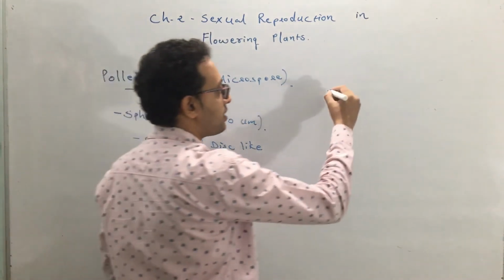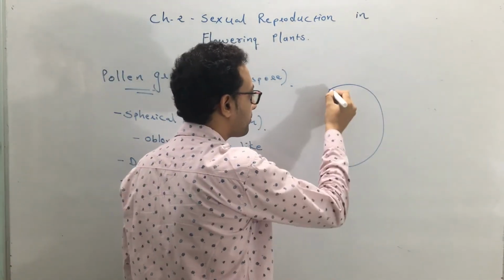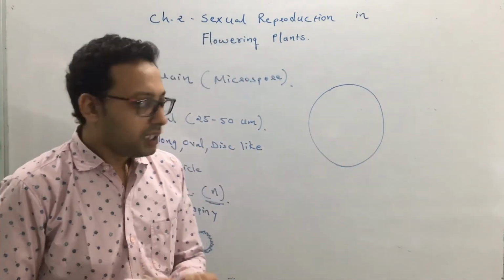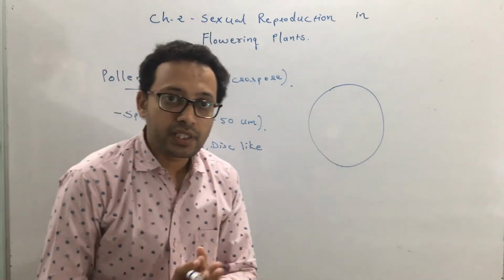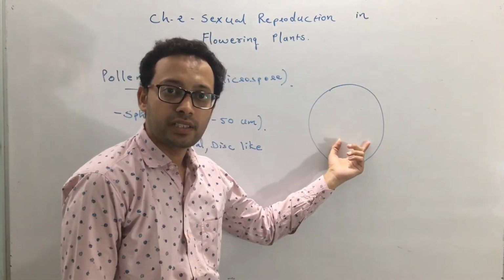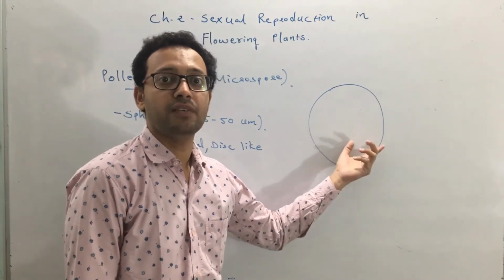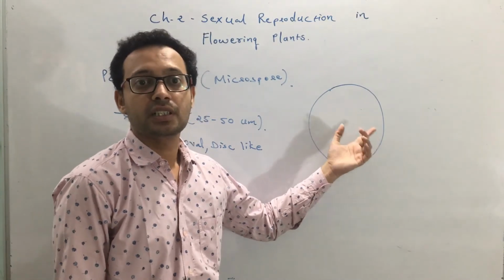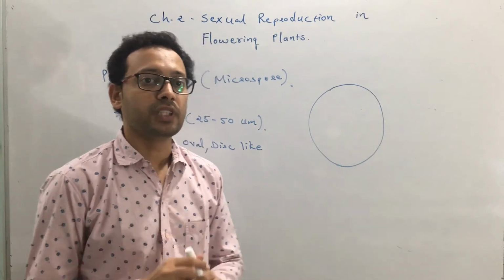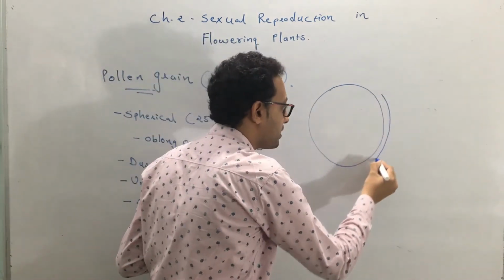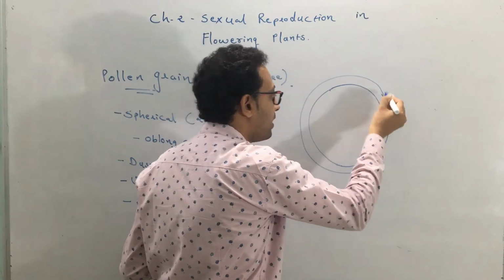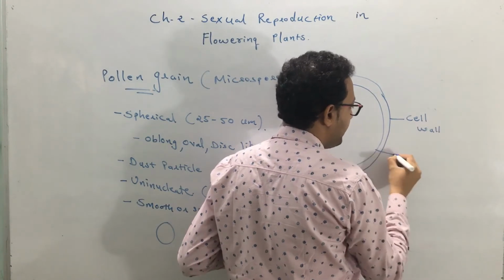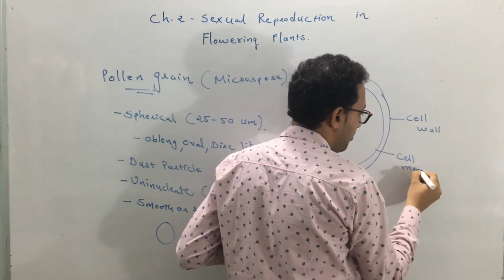I just enlarged the structure of the pollen grain. Usually it's spherical and contains N chromosomes. This is a pollen grain. Do you agree that it is a plant cell? Yes, it is produced from a plant. It is produced from a flower, it's a part of a flower, and a flower is a part of a plant. So obviously this is a plant cell. And as you already know, a plant cell has two layers surrounding it. The outer layer of the plant cell is called the cell wall, and the inner layer of the plant cell is called the cell membrane.